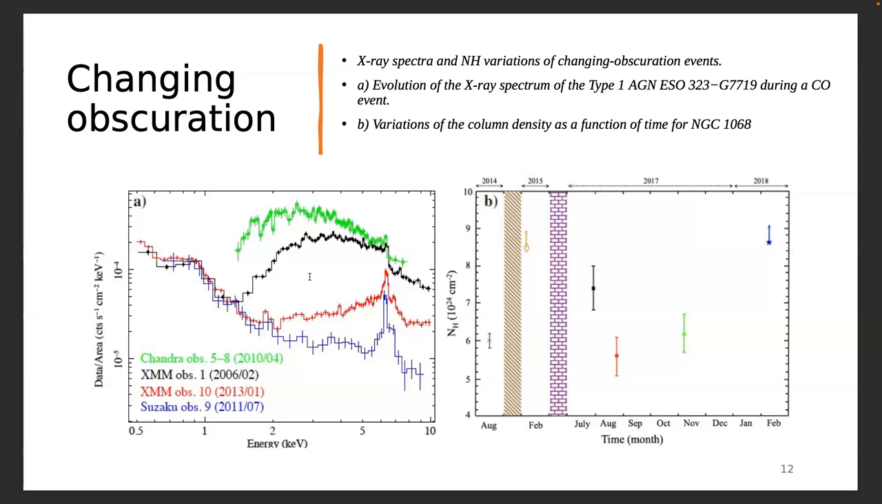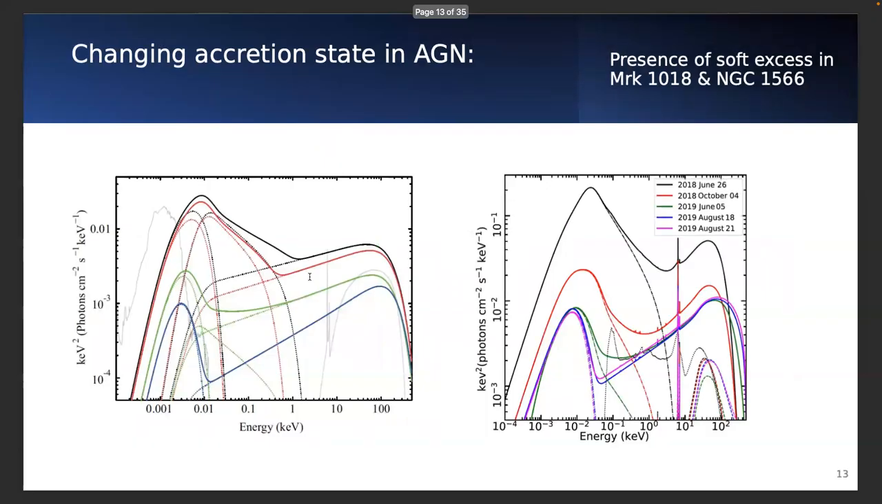NuSTAR is an X-ray telescope which covers up to 50 keV, which is very essential to detect the column densities. If you don't have this part in the X-ray spectra, we need the higher energy bands to constrain those spectral parameters. So that's why NuSTAR, a space-based X-ray telescope, is really important in finding these changing obscuration type AGNs.